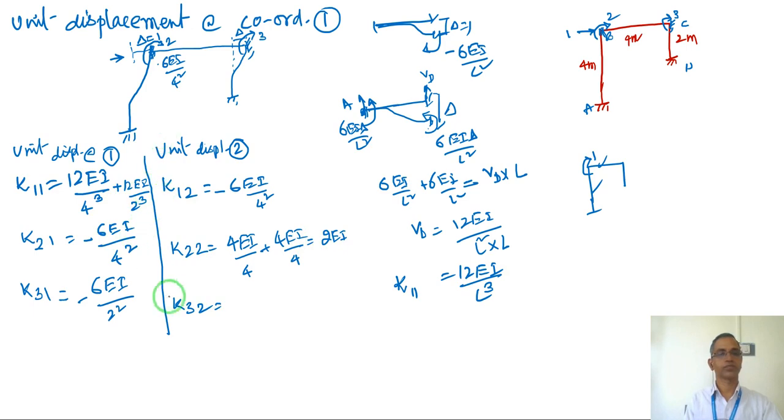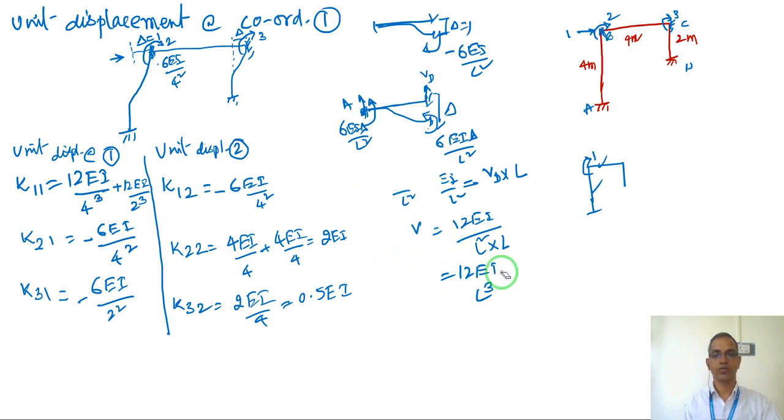K32: when I apply a unit displacement at 2, how much is the moment produced at 3? Half of this beam moment goes there. So this moment is 4 EI by 4, half of that is 2 EI by 4, which is 0.5 times EI. So things are clear.